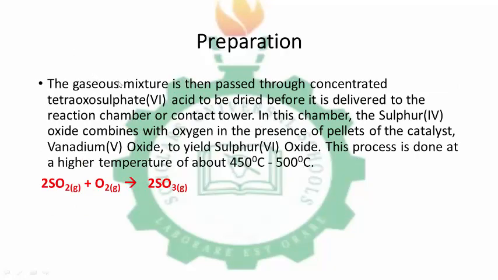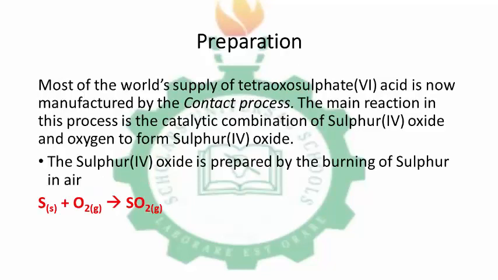And the gaseous mixture is then passed through concentrated tetraoxosulfate 6 acid to be dried. Now, we wanted to produce the tetraoxosulfate 6 acid. Now, this shows you that it is an important compound in chemistry. We wanted to produce the acid, yet we are still using it to dry the sulfur 4 oxide produced, because we want to produce more. We wanted to produce more tetraoxosulfate 6 acid.